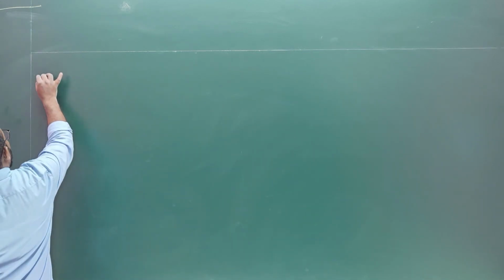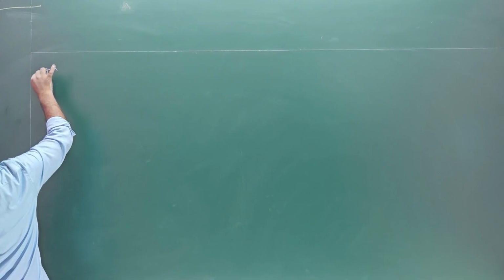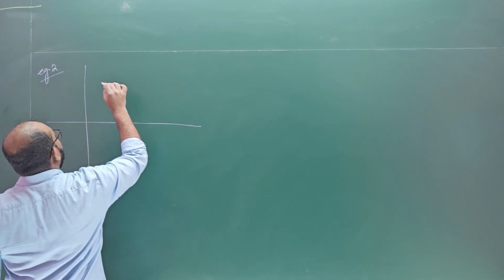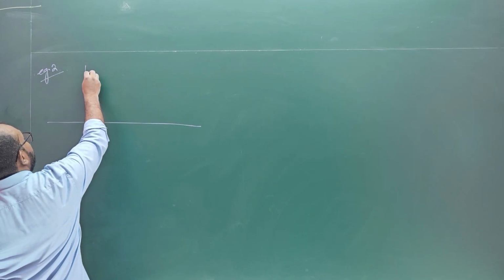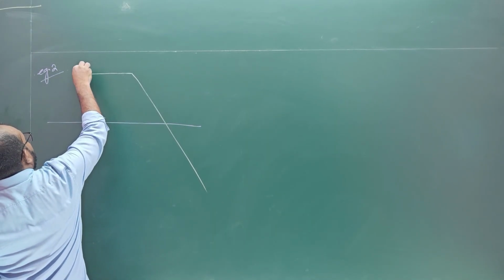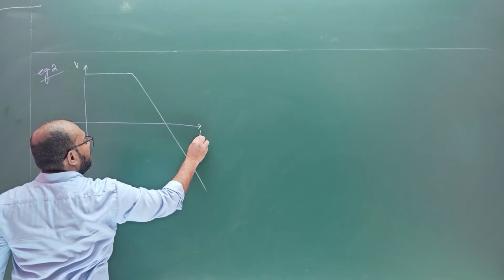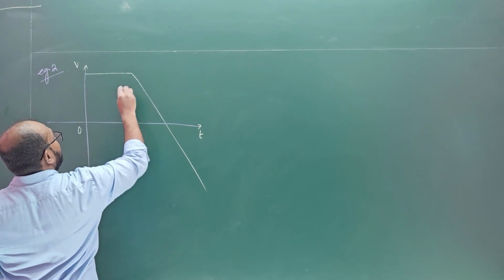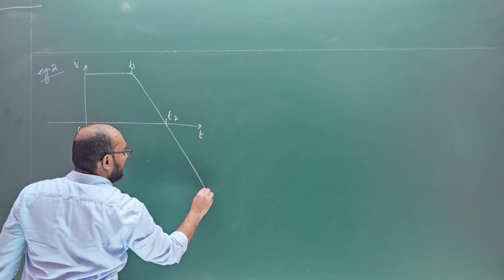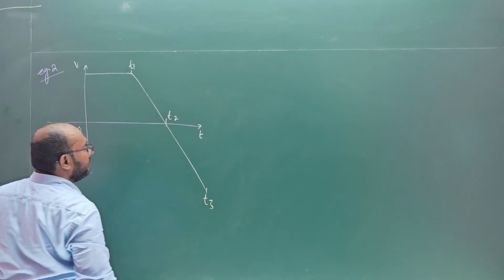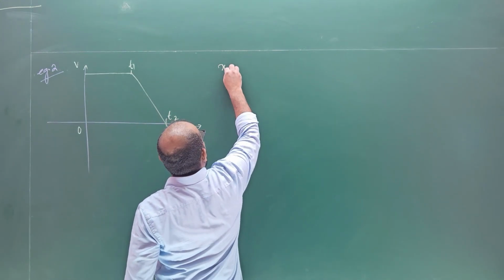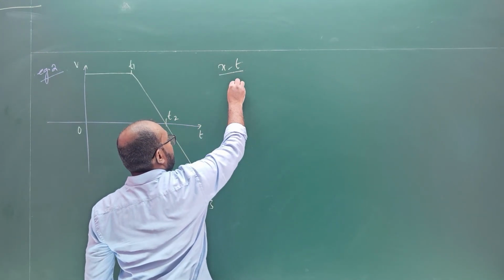Okay, example number 2. Again, v-t is given. You need to draw x-t and, sorry, x-t and a-t. So this is your V, this is your T, 0. This is happening at T1, this is happening at T2, this is happening at T3. Draw x-t and a-t. Let me do the x-t. Check your answers, please.